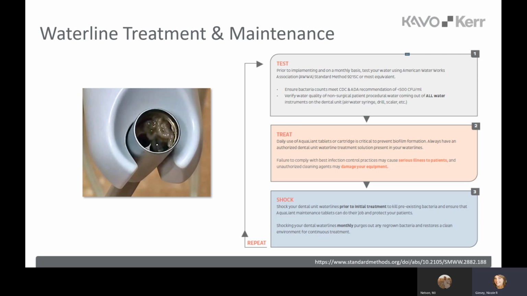There's multiple products on the market. Aqualiant, we have tablets, and there's also a straw, and that includes a shock to your system. So, you know, the whole procedure of testing, treating, shocking, but the biggest component is that test, because you could have a lot of CFUs, you could have a different quality of water. When you're utilizing a straw, it's not a one fits all. It's not a 1 year and you're done. You have to test because in some areas of the country, your water may be different and you may be going through those straws a little bit faster. So you just want to constantly test to make sure you're under that 500 CFU limit.